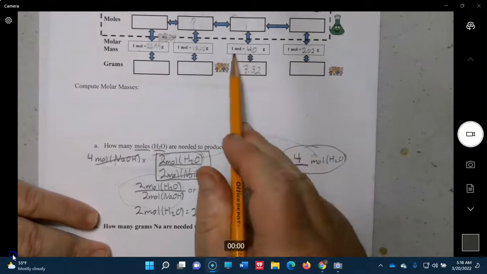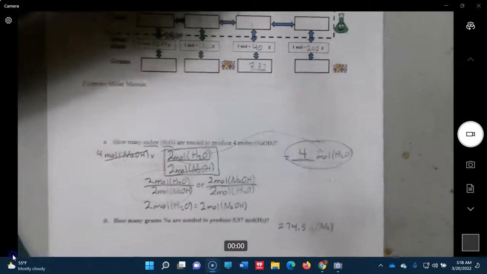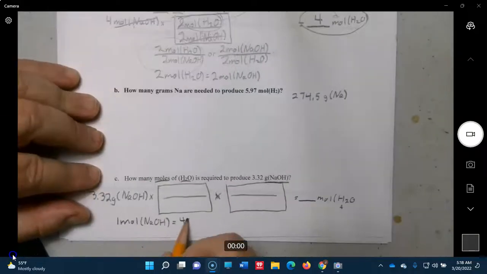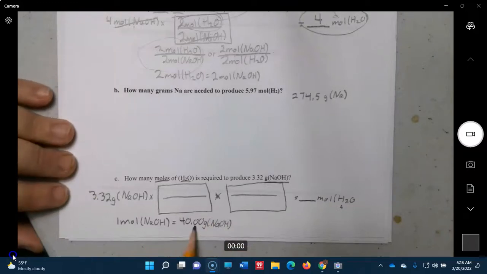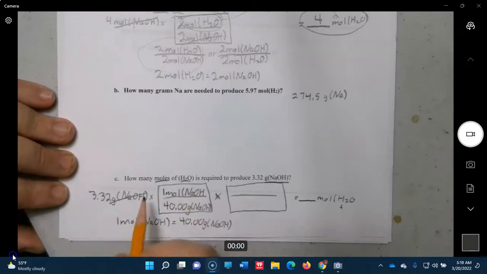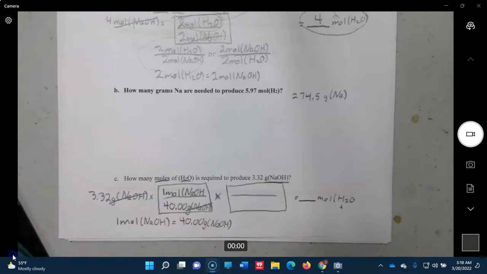The first one we need, to get into the chemical equation, is the molar mass. 1 mole equals 40 grams for NaOH. What you're simply going to do is pick which one of these you see here. You see grams of NaOH, so that has to go on the bottom. So grams of NaOH right there.